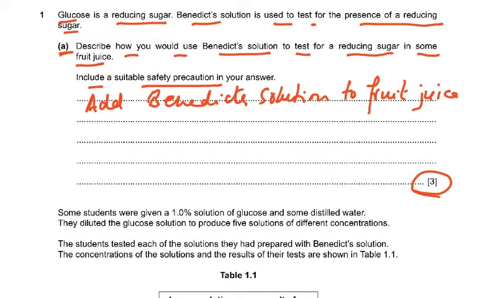Well, I can't give you a mark because you didn't write fruit juice. So you see, you had to write the fruit juice, you had to write the Benedict solution. If you just say, okay, take the fruit juice and add the reagent to it, even then you don't get a mark. So I'm giving you all the possible wrong answers and also the correct answer. So add a Benedict solution to the fruit juice and then you heat.